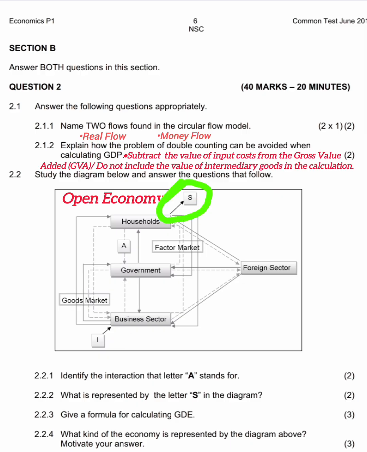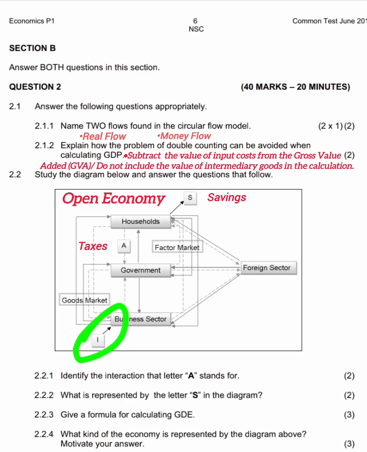We can see that S is pointing to the households. So what do we know about the households? Households are savers. They make savings. So the S stands for savings, which is a leakage. And then we have A. Our A is an arrow that comes from households and is going to the government. So this A represents taxes. How do we know? We know that the households are the ones paying taxes to the government.